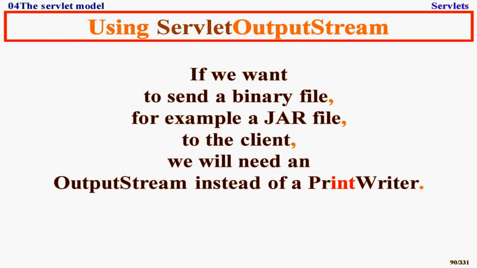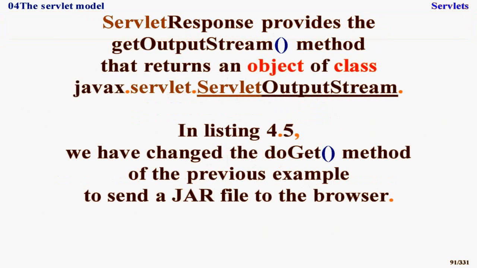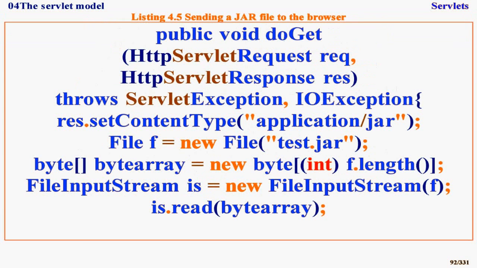Using ServletOutputStream. If we want to send a binary file, for example a jar file, to the client, we will need an output stream instead of a PrintWriter. ServletResponse provides the getOutputStream method that returns an object of class javax.servlet.ServletOutputStream. In listing 4.5, we have changed the doGet method of the previous example to send a jar file to the browser. Listing 4.5, sending a jar file to the browser.